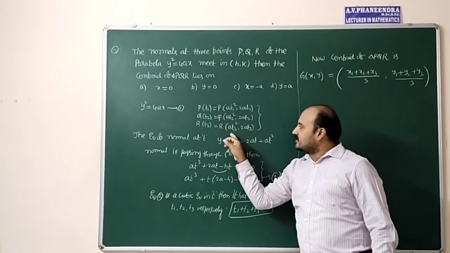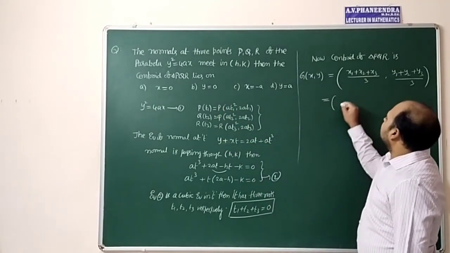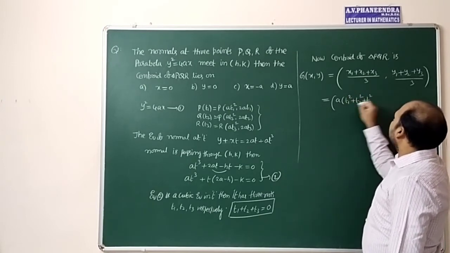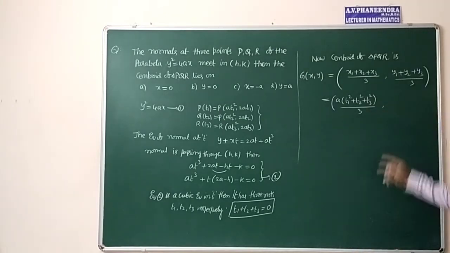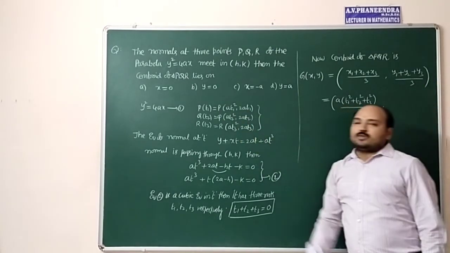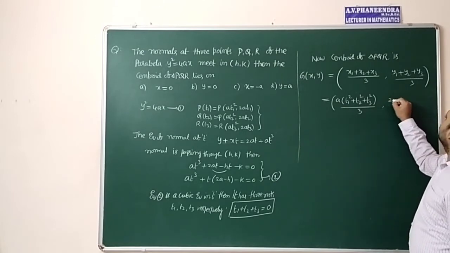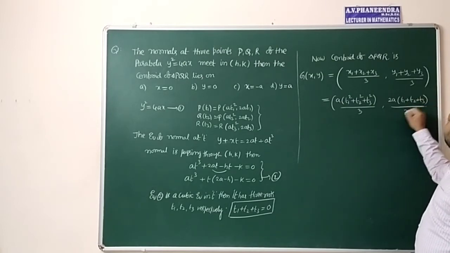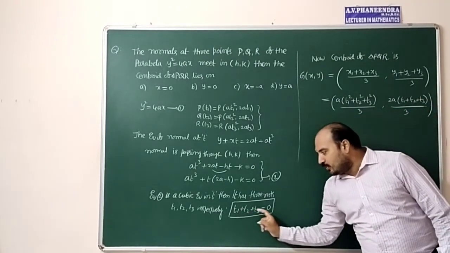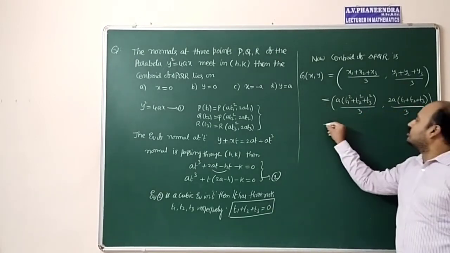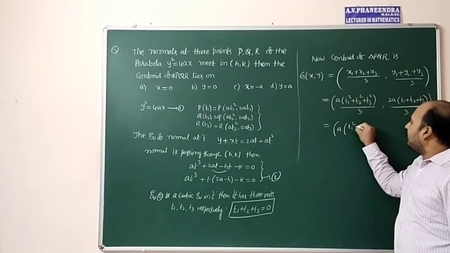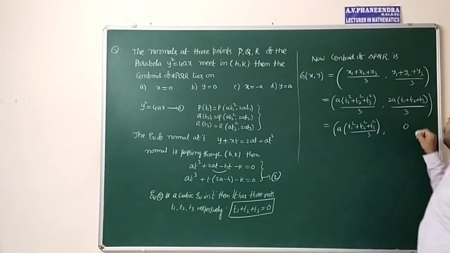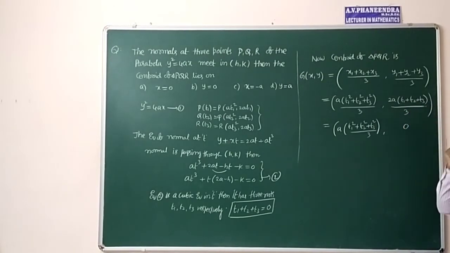From all the three x terms, a is common, so we write it as a into (t1 square plus t2 square plus t3 square) divided by 3. For y1 plus y2 plus y3, from all these three terms you can take common 2a into (t1 plus t2 plus t3) divided by 3. Since the value of t1 plus t2 plus t3 is equal to 0, this coordinate will become 0, as 0 by anything is 0. So a into (t1 square plus t2 square plus t3 square) divided by 3 comma 0. Why? Because t1 plus t2 plus t3 equals 0.